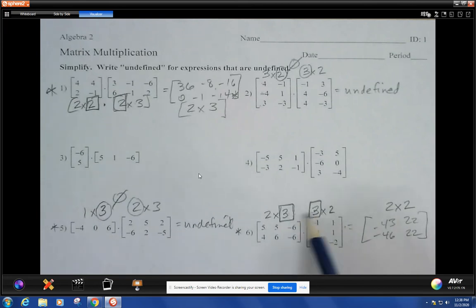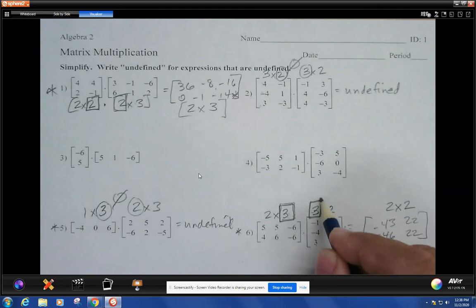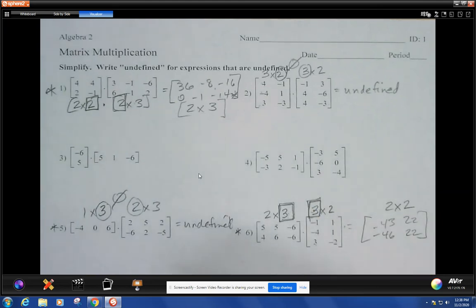If these two numbers are not the same, they cannot be multiplied, and you might as well just write undefined because it's not going to work. Again, you could go through the trouble of typing it into the matrix calculator. I wouldn't encourage that because it takes time. But just by looking at those two values, you can tell whether they're going to be able to be multiplied or not.